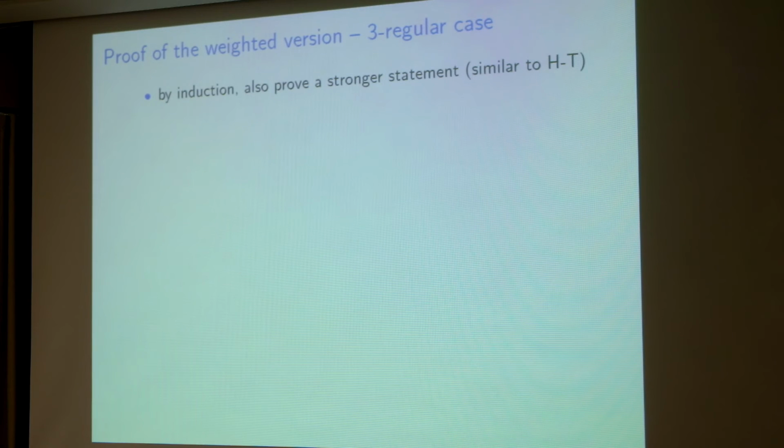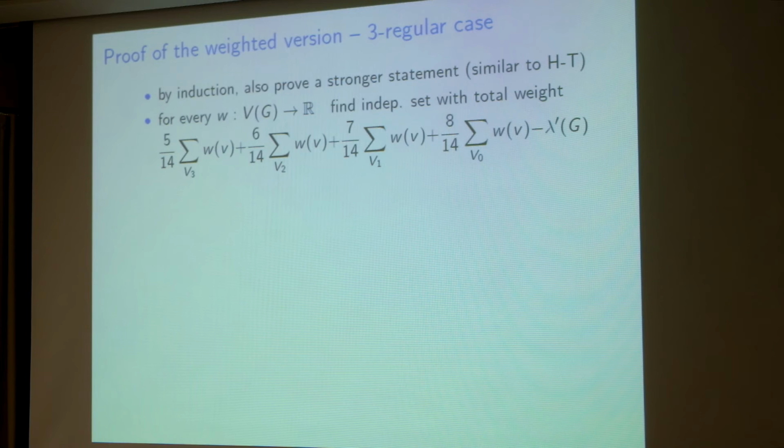So similarly to Heckman and Thomas, we try to prove a stronger statement, and it's very much motivated by the previous non-weighted formula, but this time you need to deal with the weight. So for each vertex of degree 3, you want to gain 5/14 of its weight. For each vertex of degree 2, you want to get 1/14 extra, and so on and so on. And again, there is some subtraction for the bad components.